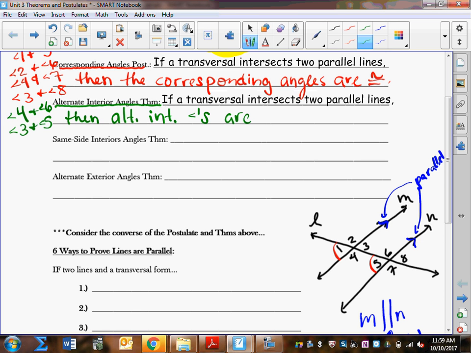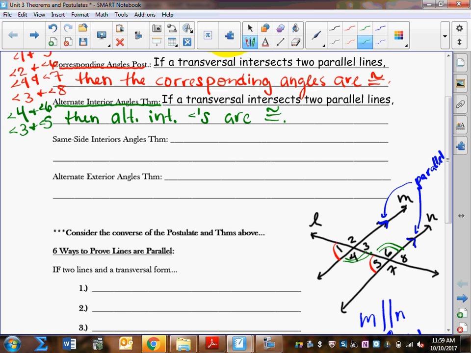Alright, let's bring it back up front. What do we think? Alternate interior angles are? Congruent, do we agree? Good, congruent. And we'll talk about this in just a moment. I want to make sure we all have this down. So alternate interior angles are congruent. So we would then have that 4 and 6 are congruent, and likewise 3 and 5.